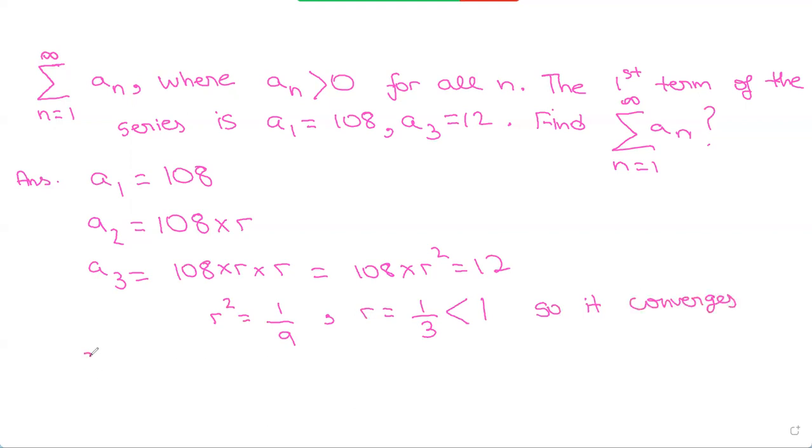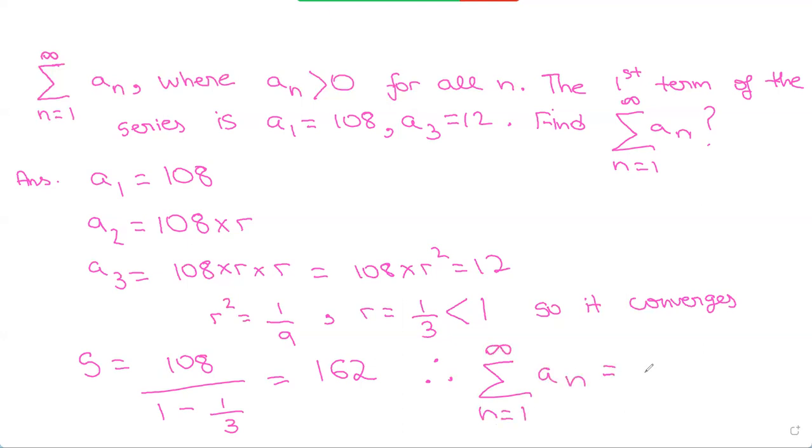And now they're asking us to find our S value. We know that S is a1, which is 108, divided by 1 minus r, which is 1 minus 1 over 3. That gives us our answer as 162. Therefore, the sum from n equals 1 to infinity of an is equal to 162. So this was another example of the geometric series test applied in a slightly different manner.